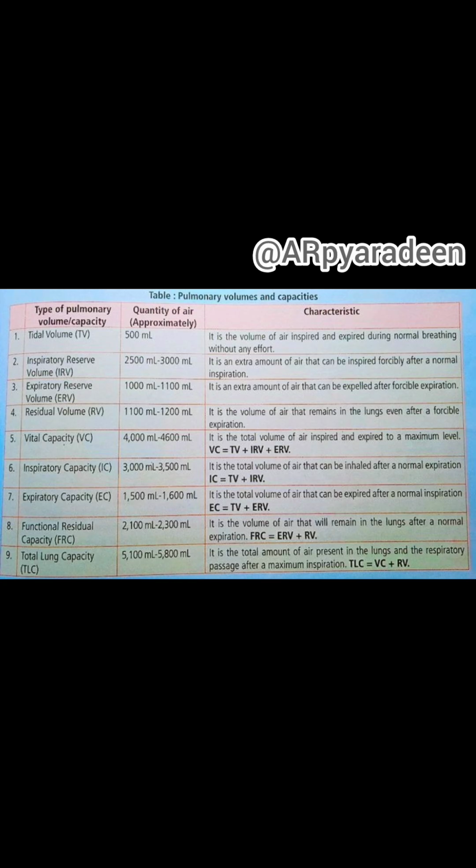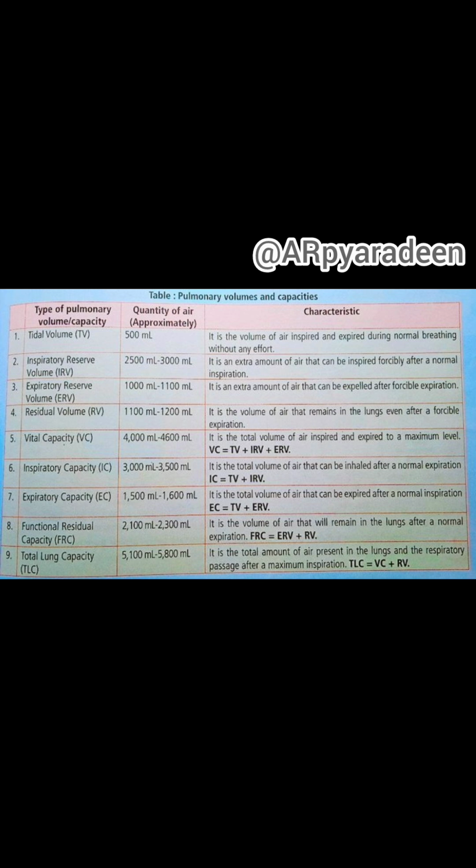First one is inspiration or inhalation. In this process, diaphragm contracts and moves downward. Intercostal muscles contract and lift up the rib cage. The thoracic cavity expands, volume increases, and air enters the lung, which we can say is oxygen rich.